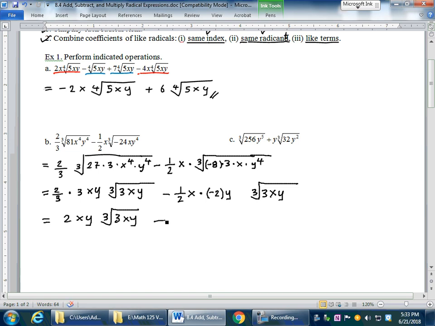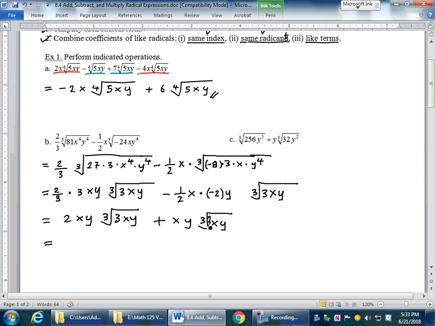Negative and negative become positive. 1/2 times 2 is 1, so it will be xy, cube root of xy. So finally, the last step, now we can see that, oh, I forgot my 3 right here. So now I can see that these two terms are like radicals because they have the same index, 3. They have the same radicand, 3xy. And also they are like terms because outside the radical, both terms have x and y.